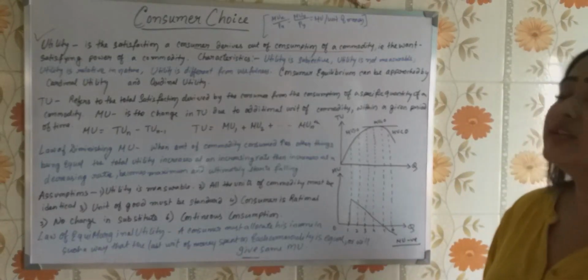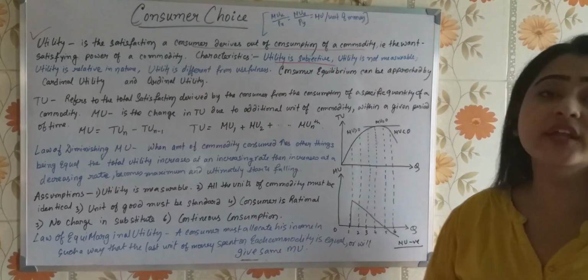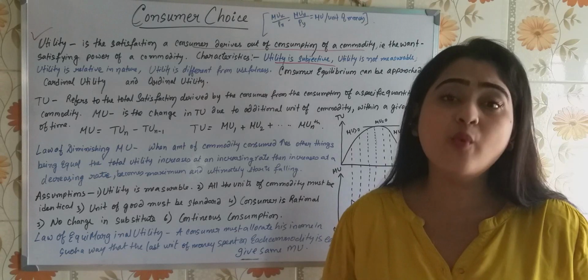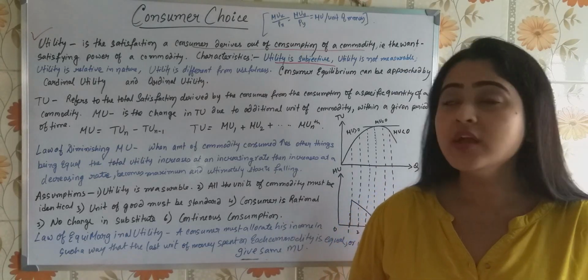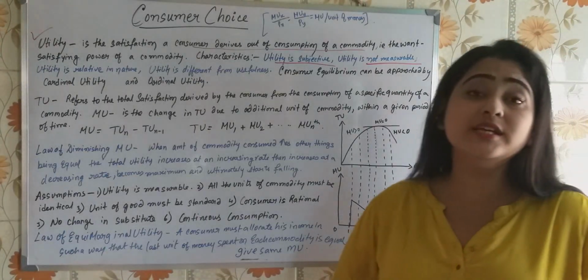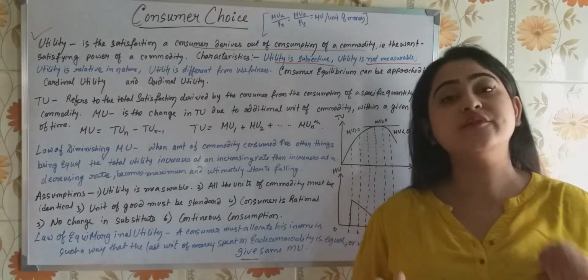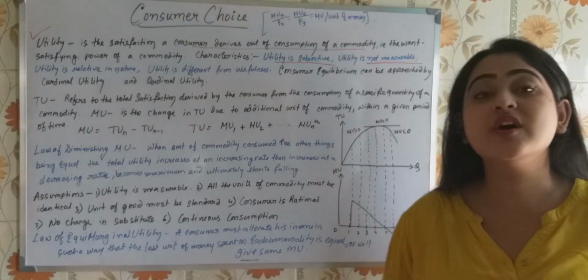Now you see here what are the characteristics of utility. First of all, utility is subjective in nature. It is not the same for everyone, right? It is very much subjective in nature. Got it? Next is it is not measurable. Well, utility was considered to be not measurable, but later on Milton Friedman said that yes, utility can be measured in terms of utils.